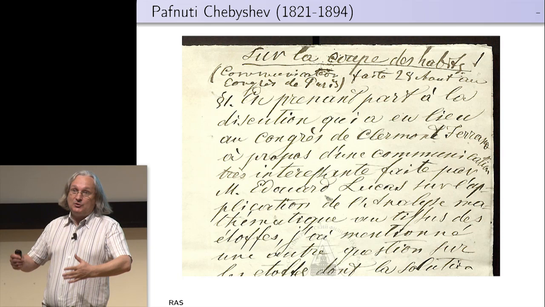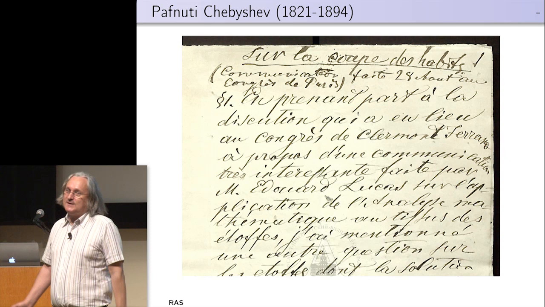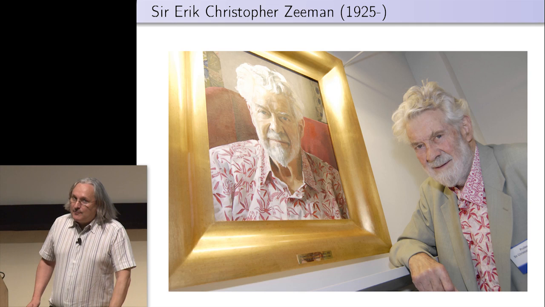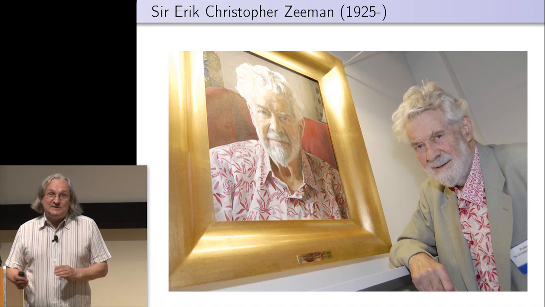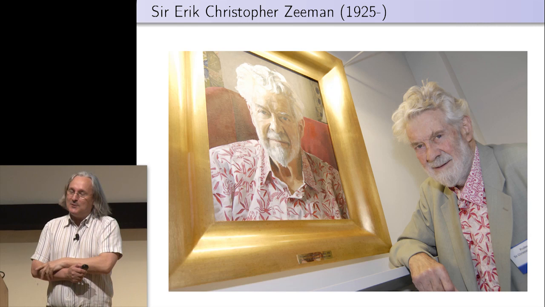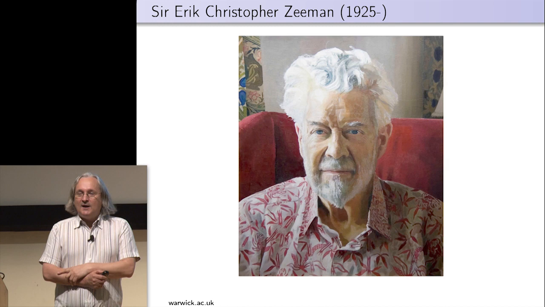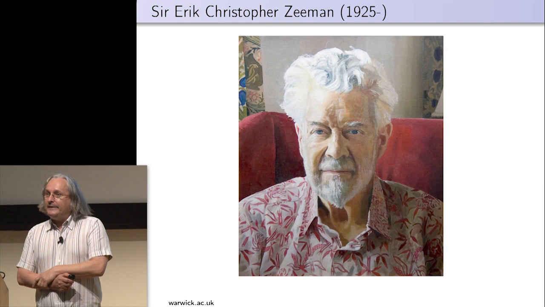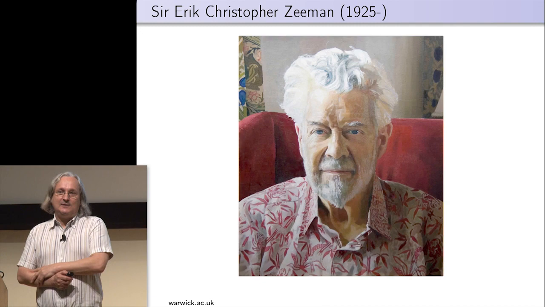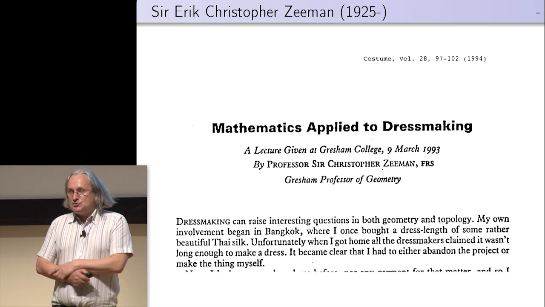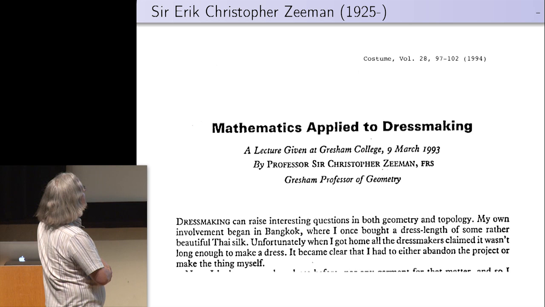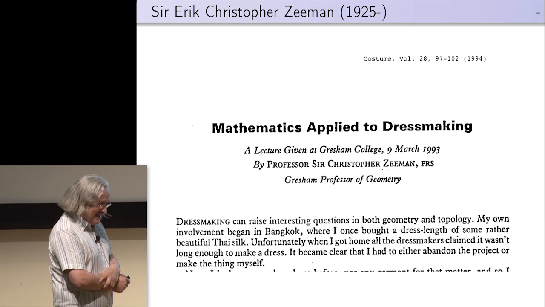And the fourth hero of my talk is Sir Christopher Zeeman from Warwick. I fear that I will not have too much time to discuss him, so let me say just a few words now. I hope I have more time later, but at some time in his life, he was interested in cutting a dress for his wife. And trying to do that, he understood that the problem was basically a mathematical problem. And then he wrote a paper in a journal called Costume. And the paper is entitled Mathematics Applied to Dressmaking. I hope I have some time to tell you more about this paper at the end of this talk.